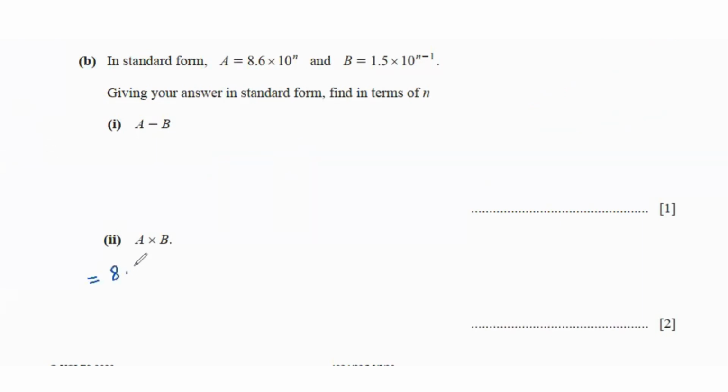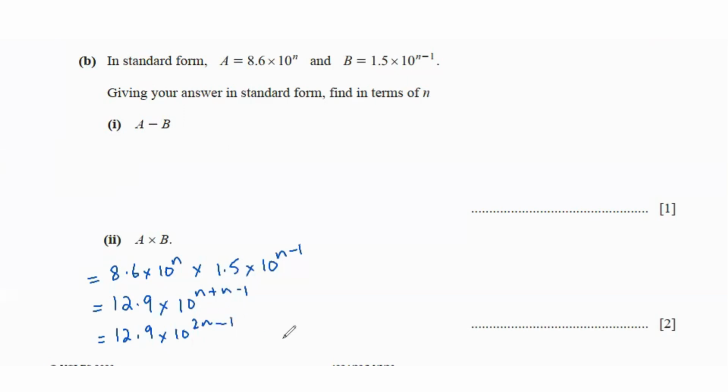So 8.6 times 10 to the power of n times 1.5 times 10 to the power of n minus 1. We multiply 8.6 with 1.5, which is going to give us 12.9, and 10 to the power of n plus n minus 1. So 10 to the power of n plus n minus 1 is going to be 2n minus 1, and that's going to be 1.29 times 10 to the power of 2n in standard form.